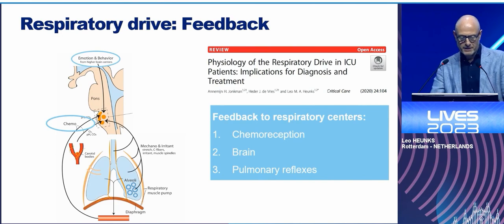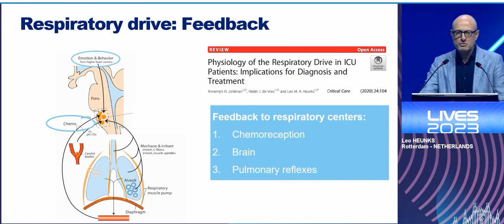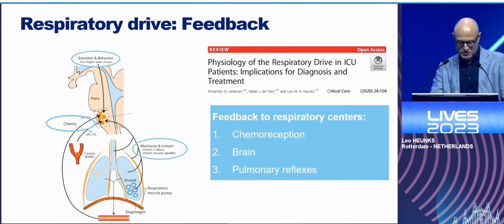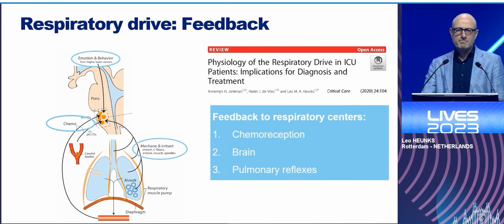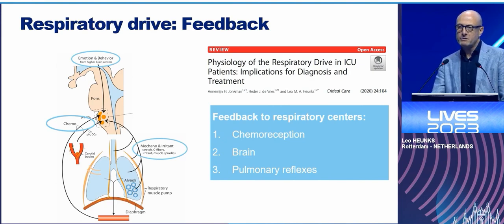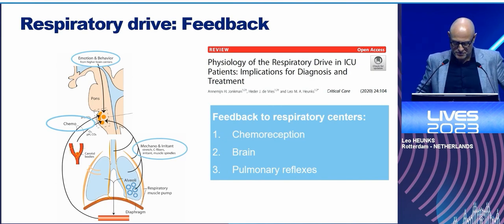Secondly, input from higher brain centers. Agitated patients, anxious patients, or neurotrauma patients often have a high respiratory drive. And finally, there's feedback to the respiratory centers from pulmonary reflexes. So, irritant receptors in the lung, patients with pneumonia, inflammation, usually have a high respiratory drive due to activation of these irritant and stretch receptors.